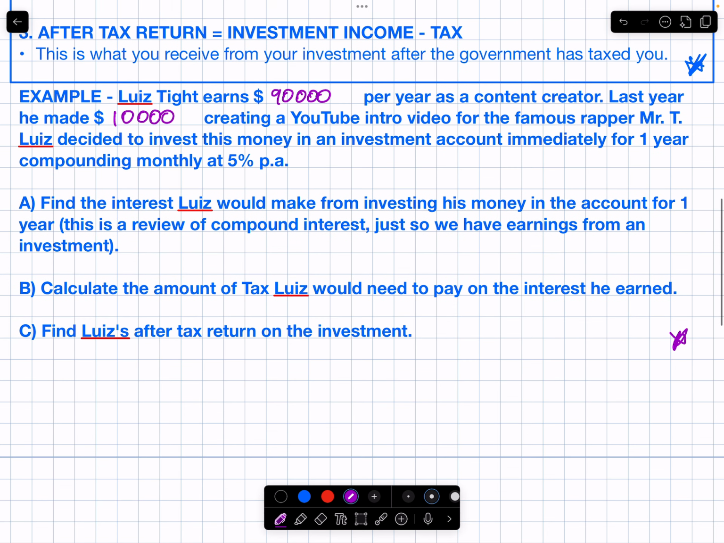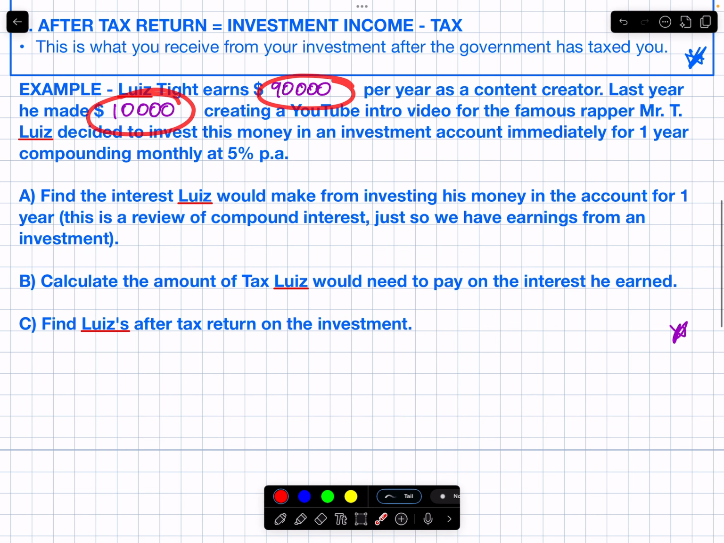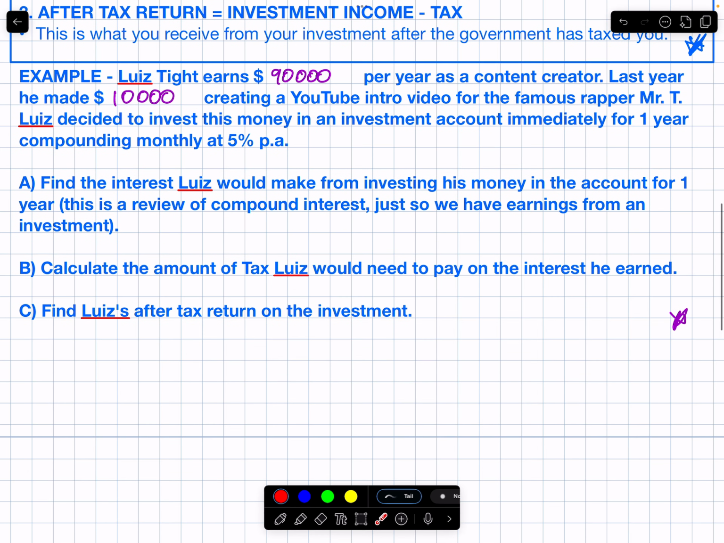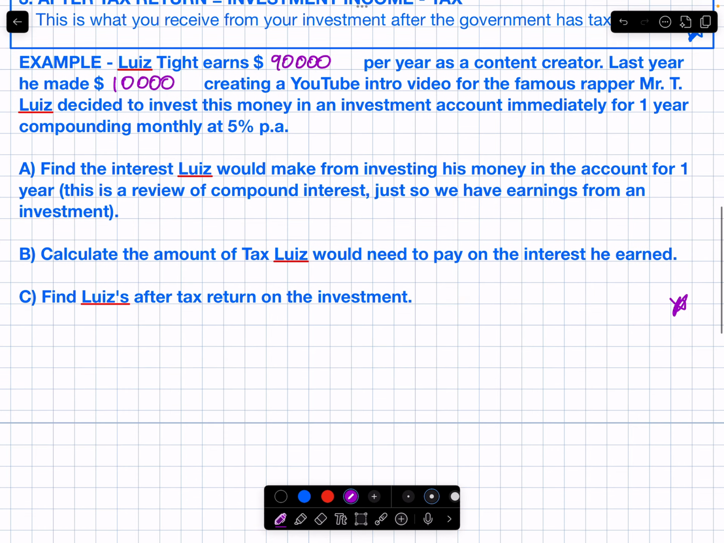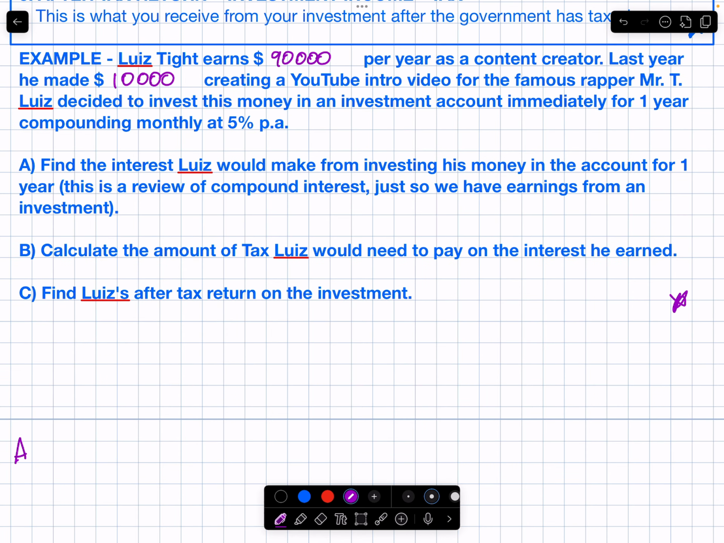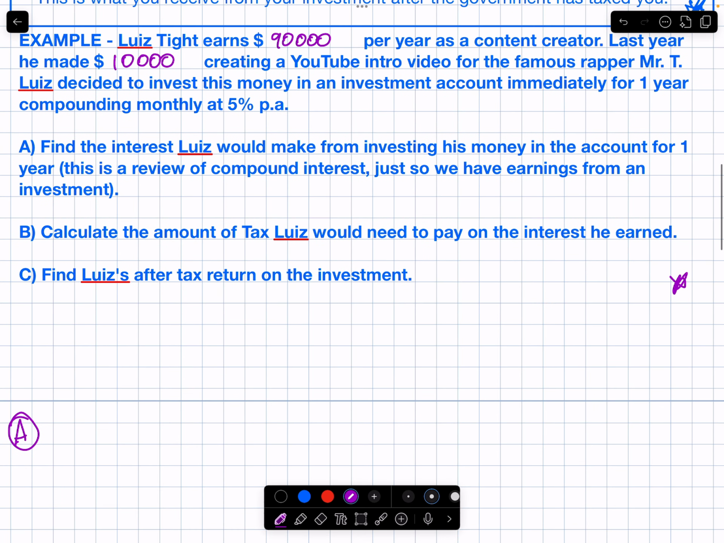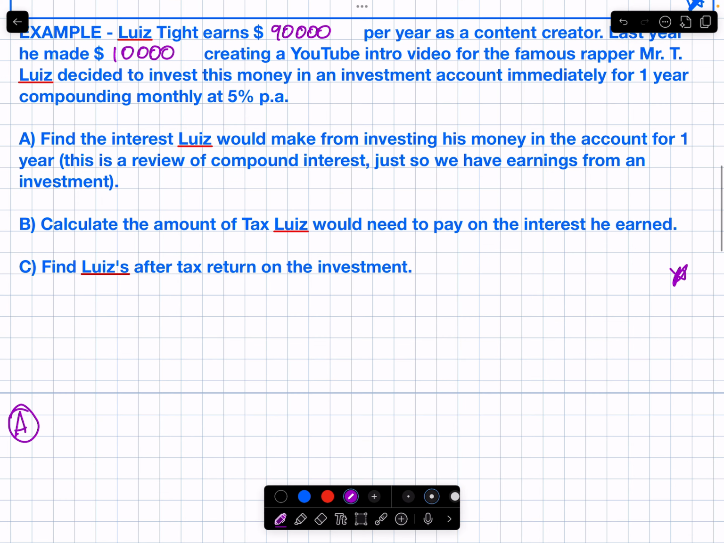Obviously, if I was teaching this, I would have asked you guys to make up the numbers, but I've made them up myself. Let's get to answering those. A, find the interest you would make from investing the money in the account for 1 year.